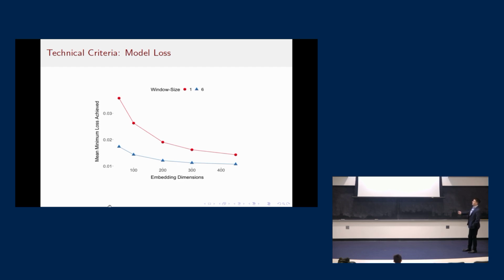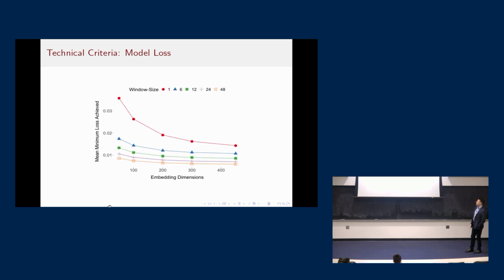What about window 6? This is what you'll see in industry a lot. People will say, okay, let's use a context window of 6. It's an improvement over 1, although these aren't strictly comparable, right? But we see that it kind of asymptotes very quickly, right? And what about 12, and 24, and 48?